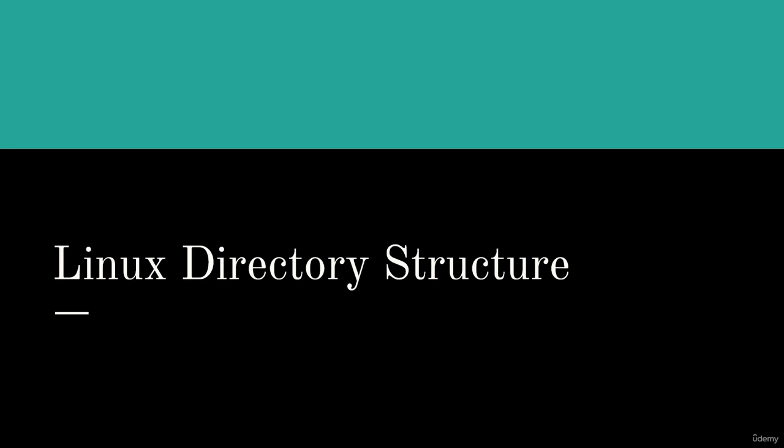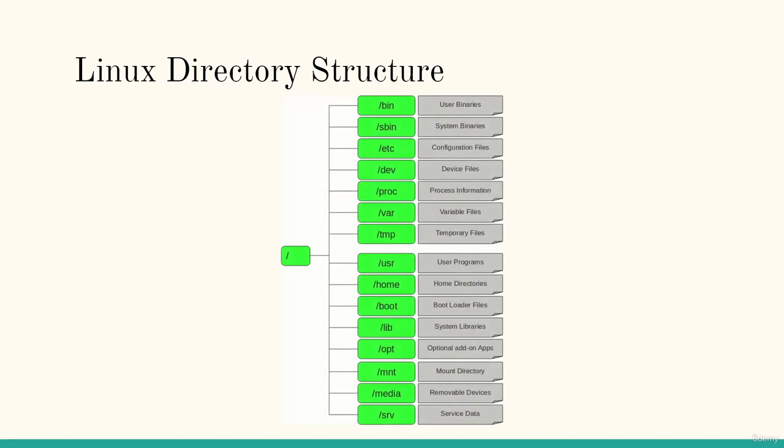Now let's start with the Linux directory structure. As you can see from this image, this is the Linux directory structure. It is like a tree, and we start from the slash, which means the root directory, which is where everything starts.